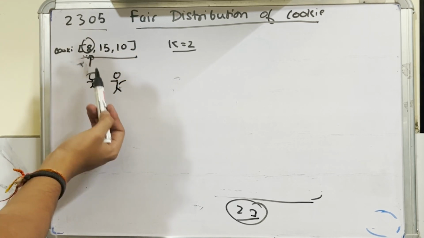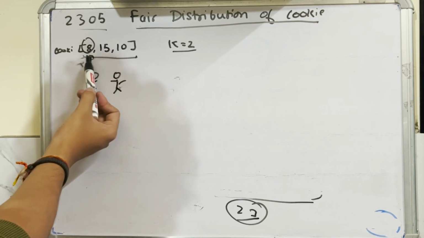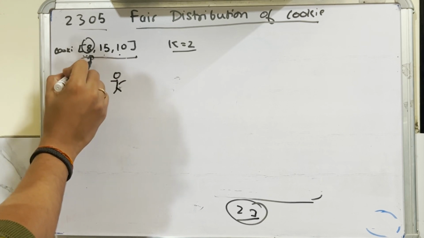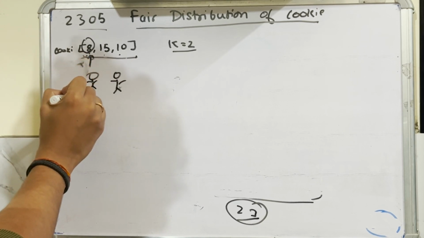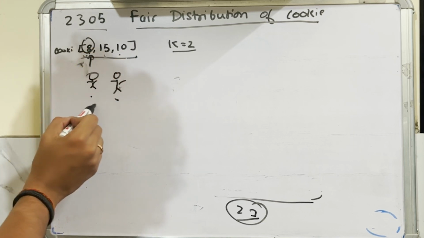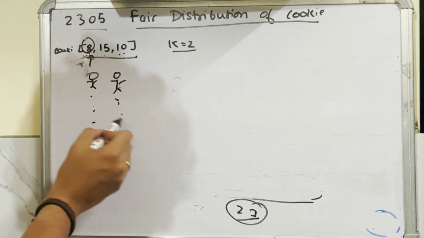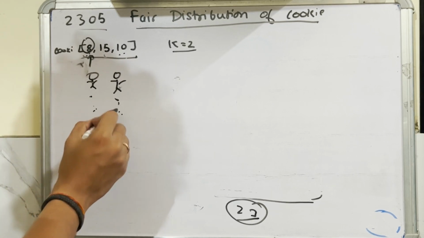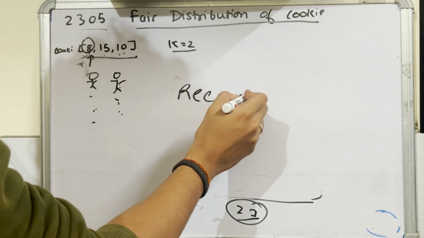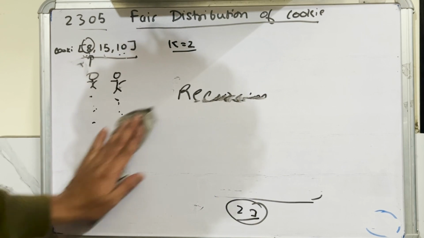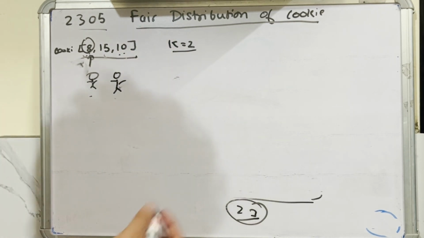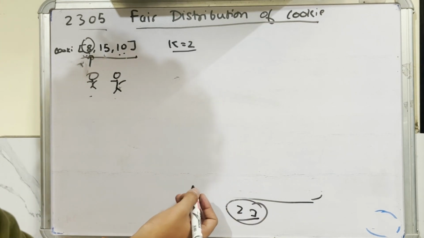So you have these 3 bags which have 8, 15 and 10 cookies. You can think of giving 8 cookies to this child or this child. Then you can think of giving 15 cookies to this one or this one. Similarly with all of them. So to try all possible combinations, what can you think? You can always think of recursion. So try all possible ways, which I have drawn, to select.